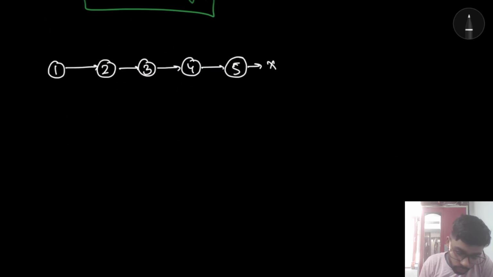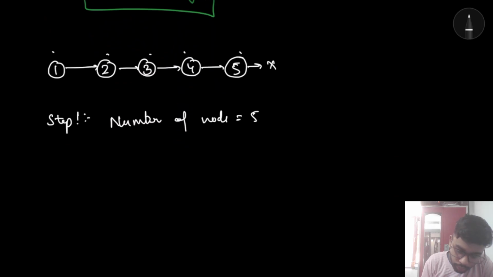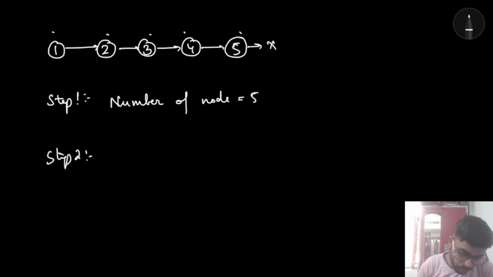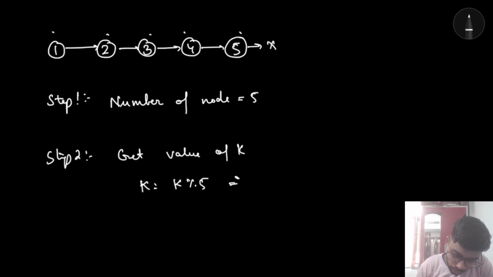So what I can do is that step 1, get the number of elements in the list, like the number of nodes in the list. So the number of nodes will be 1, 2, 3, 4, 5, right? 5. So number of nodes is equal to 5. Step 2 will be get the value of k. So k is equal to k modulo 5, that is 2 modulo 5. So k will be 2.